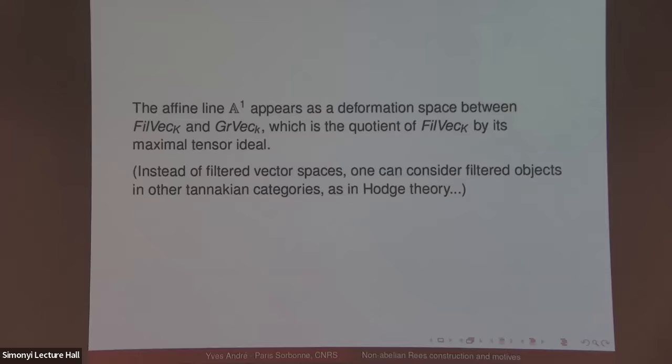Of course, this construction can be generalized. Instead of just taking bare vector spaces, one can take other more complicated filtered objects, and this was the case in Daniel's talk, lambda connections.